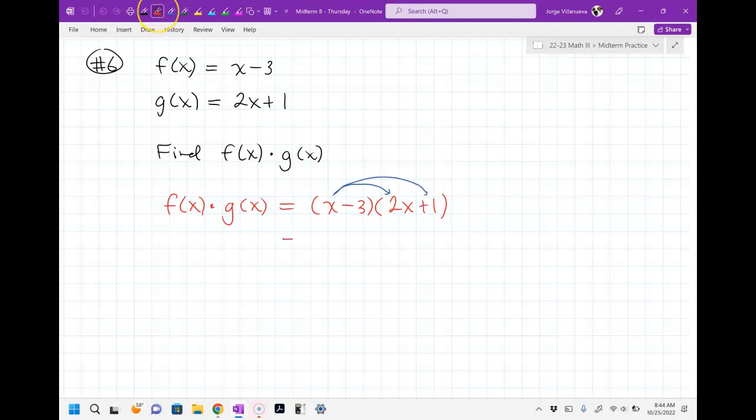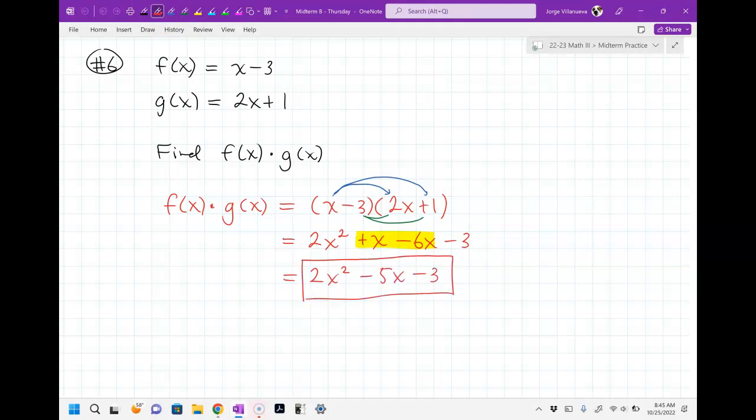So we get x times 2x, that's going to be 2x squared, and x times 1, that's a positive x. And then we're going to do the negative 3. All right, so negative 3 times 2x is negative 6x, and negative 3 times 1 is negative 3. Now your middle terms are like terms, okay? These are like terms right here. So x minus 6x, that becomes a minus 5x. So 2x squared minus 5x minus 3, and that's your answer for that problem.